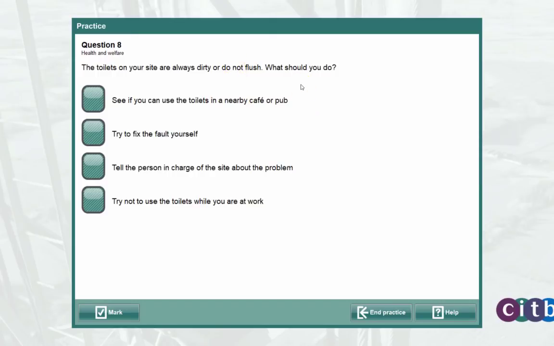The toilets on your site are always dirty or do not flush. What should you do? See if you can use the toilets in a nearby cafe or pub. Try to fix the fault yourself. Tell the person in charge of the site about the problem. Try not to use the toilets while you're at work.